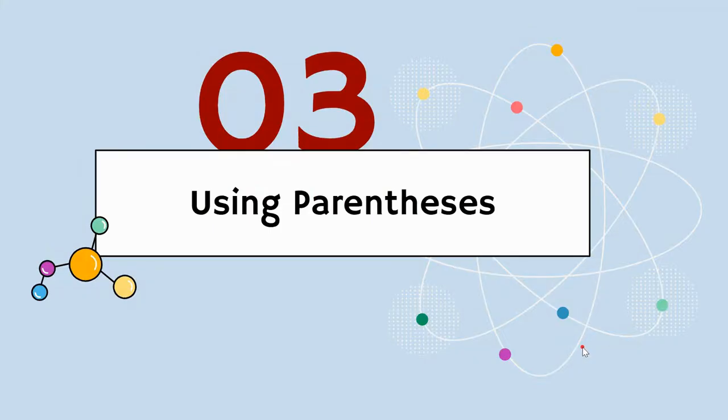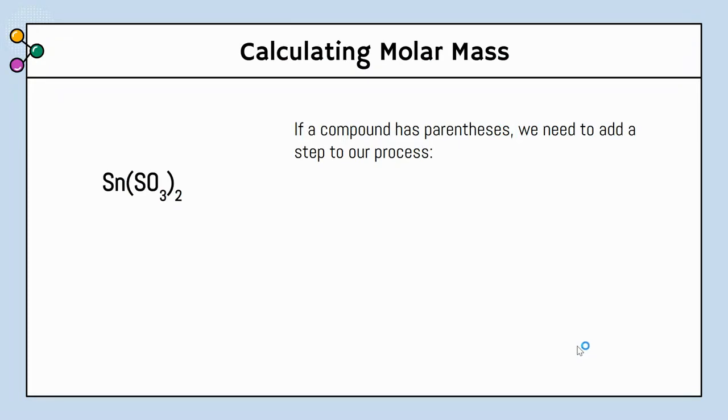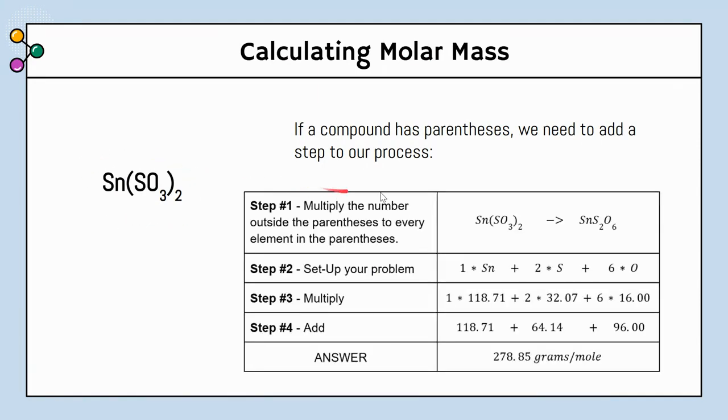Now moving on to our last topic, using parentheses with molar mass. So when it comes to a compound with parentheses, such as we have here on the left side, we need to add a step at the beginning of our process. First, we want to multiply the number outside the parentheses to every element in the parentheses. For instance, this Sn is outside the parentheses. It doesn't change. But this 2 on the very end, it gets multiplied to everything in the parentheses. So 2 times 1 S gives us 2 S's, and 2 times 3 O's gives us 6 O's. That gets us to SnS2O6.